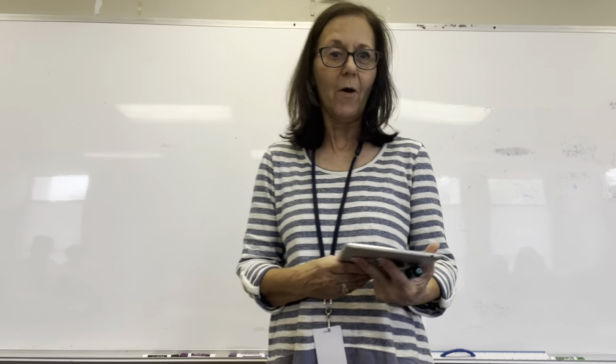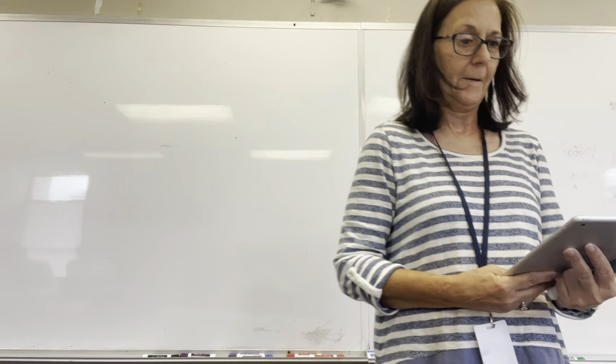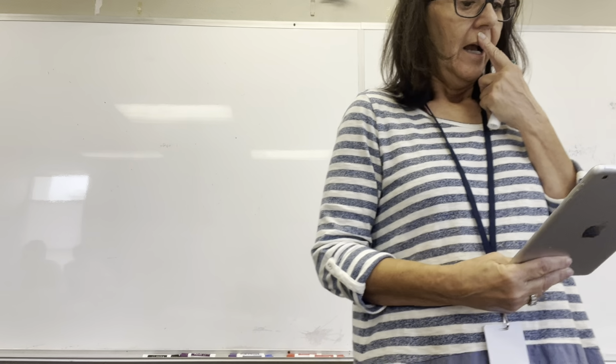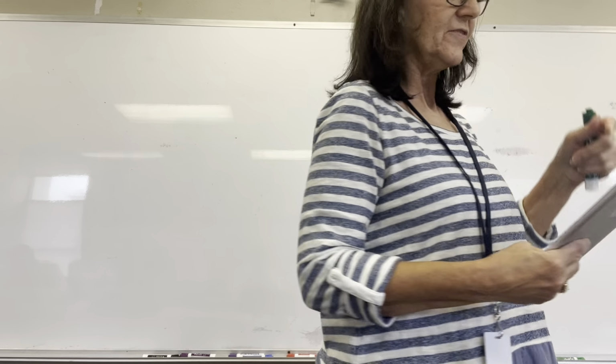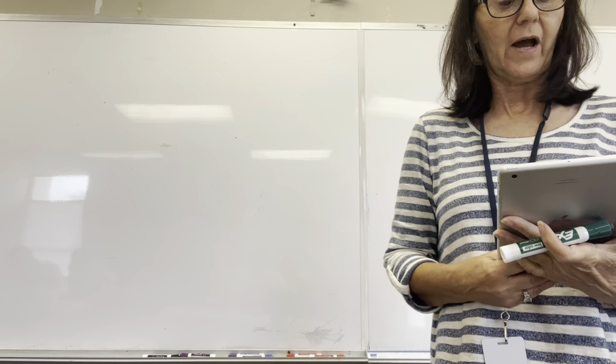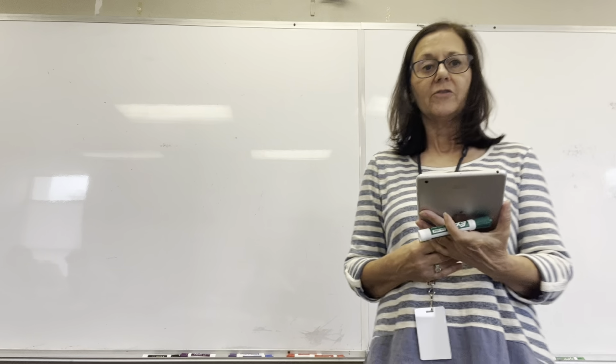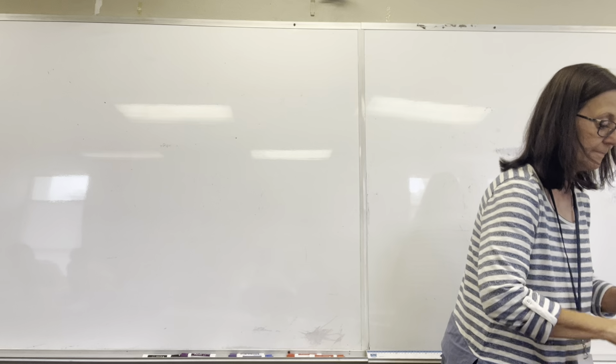All right, this is 4.2 homework. Problems 1 through 15. Let's look at 1 through 12. It says, find all the rational zeros.